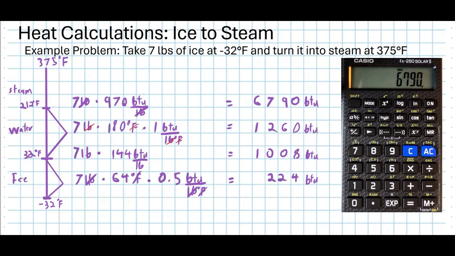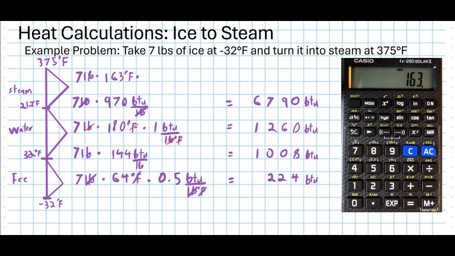So now I have steam at 212 degrees. So again, I'm going to draw my triangles here. And I have 7 pounds of steam. And I want to raise the temperature of my steam from 212 to 375. So 375 minus 212 is going to give me a temperature change of 163 degrees Fahrenheit.